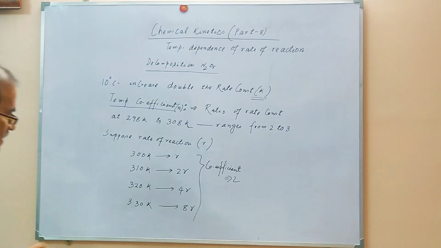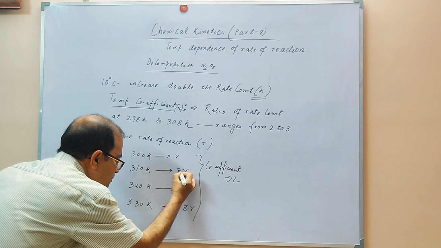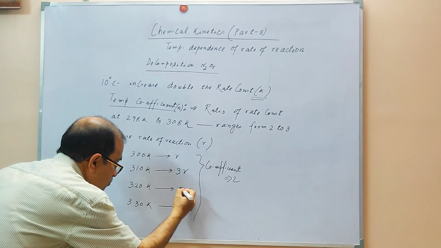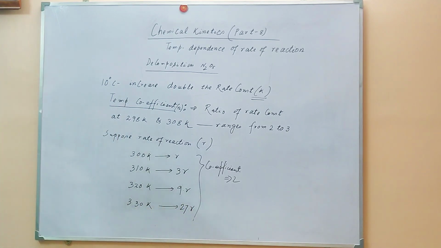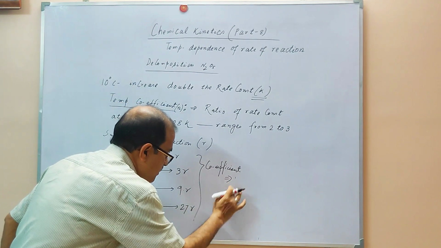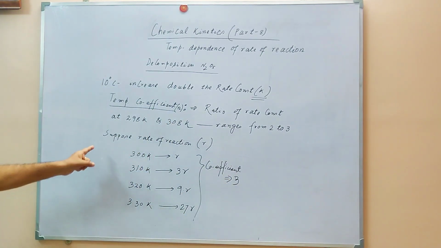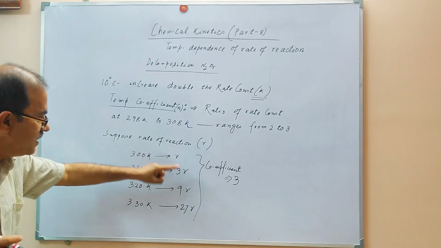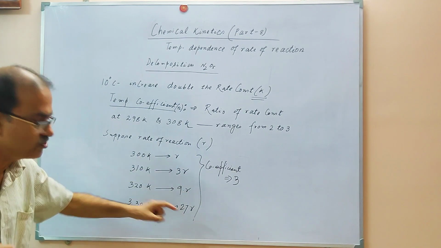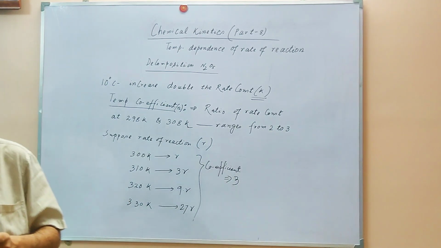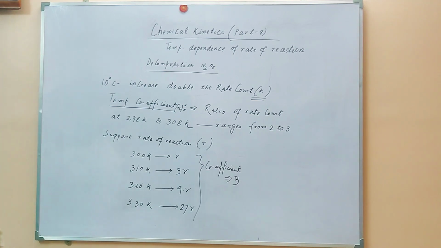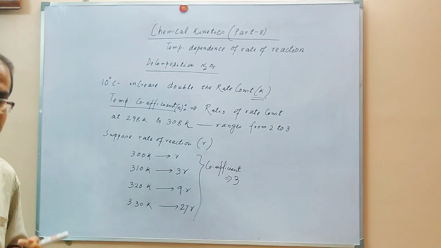If it is 3, then this number will change: 3, that will be 9, and that will be 27. So when the coefficient is 3, and the initial rate of the reaction is R, then it will be 3R, then 9R, then 27R. So this is the crude way of analyzing the rate of reaction, making a correlation between the temperature of the reaction and the rate of the reaction.